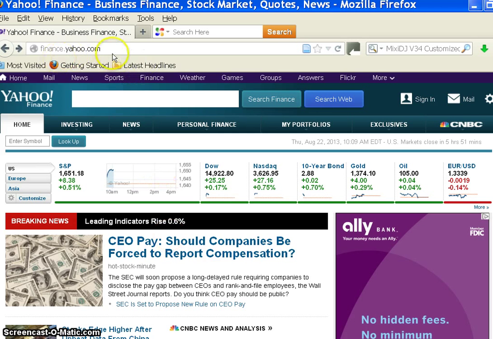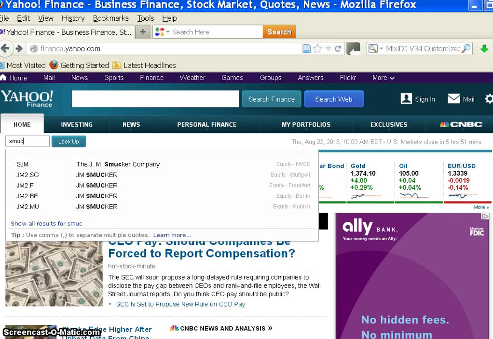So if you go to finance.yahoo.com, click on that, you'll get a screen that looks something like this, and then to find specific information on a publicly traded company, if you know the stock symbol, you can input that, or if I don't know the symbol, I can start typing a company name. Let's say I want to find out about Smucker. I can type in Smucker, and lo and behold, there's the JM Smucker Company.